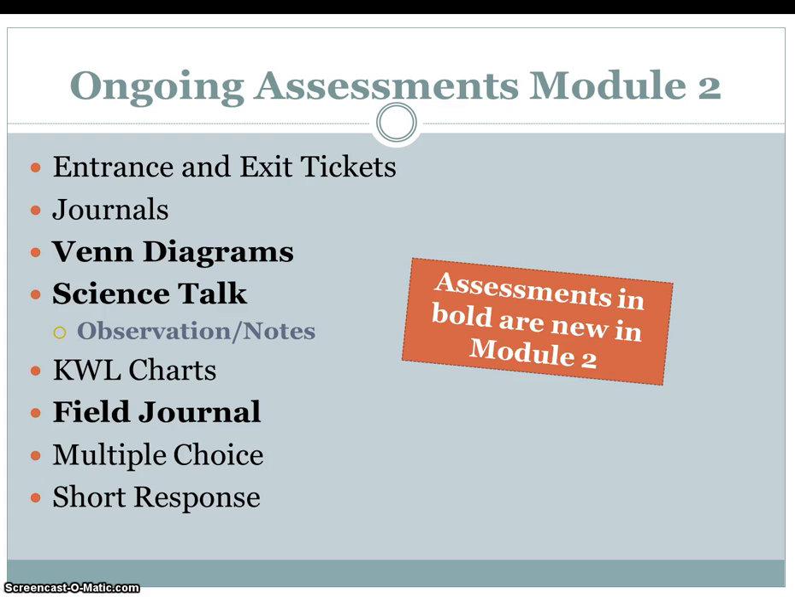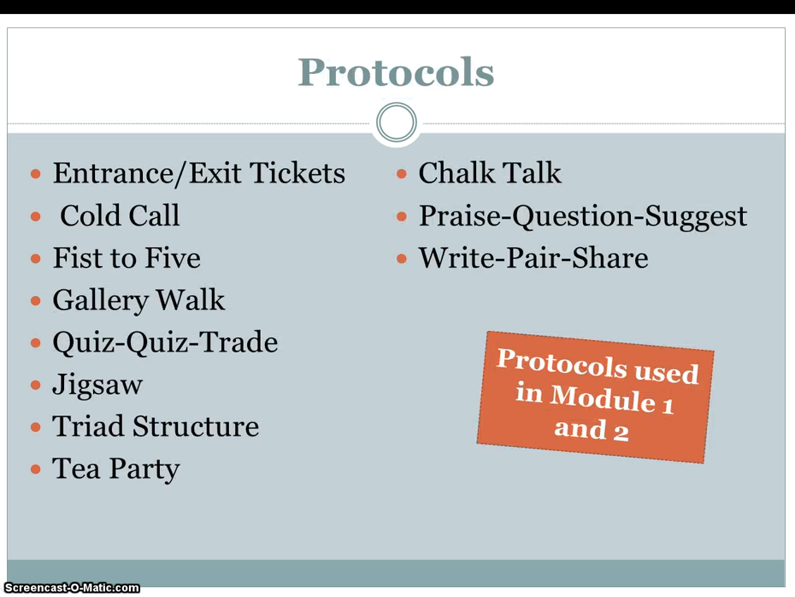Throughout this module, there are ongoing assessments. They include entrance and exit tickets, journals, Venn diagrams, science talk, which includes observations and notes, KWL charts, field journals, multiple choice and short answer. The Venn diagrams, the science talk, and the field journal are new ongoing assessments for these students.